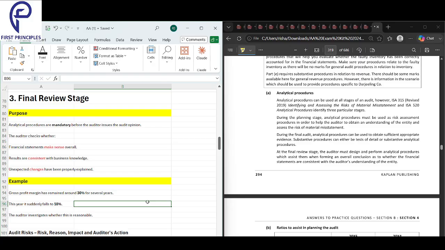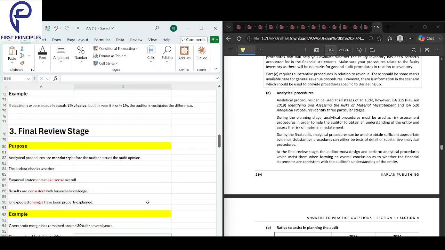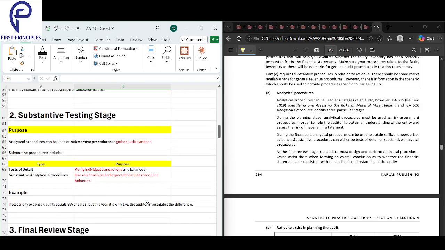Right? So this is why analytical procedures are used in the final stage. It helps us to make sense overall, to see if the results are consistent with the business knowledge, and to get to know of any unexpected changes that have been properly explained. So this is the final stage.